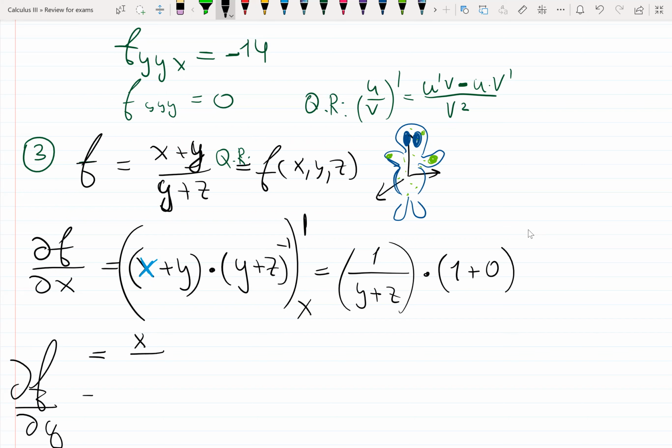The second way is to see it as x over y plus z plus y over y plus z with respect to x. Then this whole thing is constant, so it will be 0. This is constant. So the answer will be 1 over y plus z, which is the same thing. Yeah, good job.